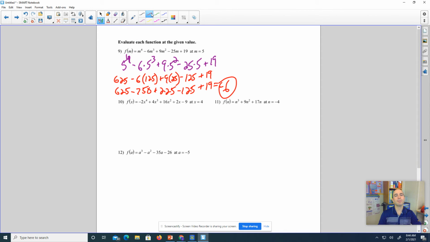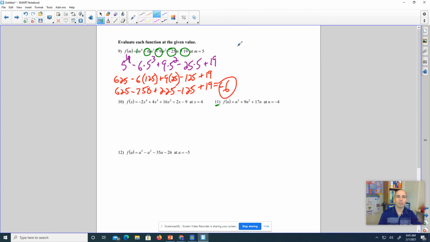Okay. So what I'm going to do with this shortcut is use the coefficients. So this is a 1, -6, 9, -25, 19. Now, just one warning here is that I need to have every single exponent. So if there wasn't, for example, an m to the second, I would have to fill in 0m to the second. All right, that may come up. Actually, I think it does come up with number 11, which we will do together.